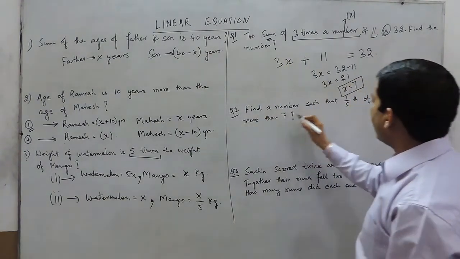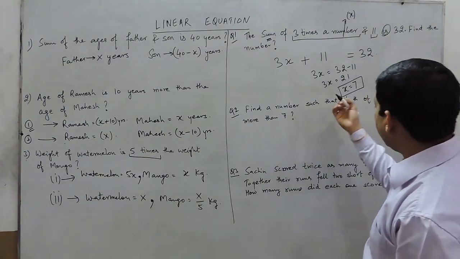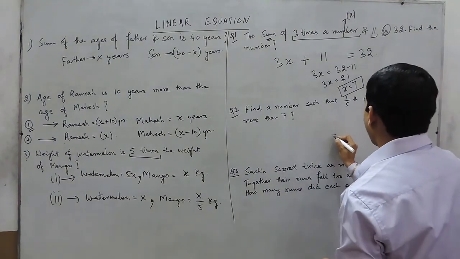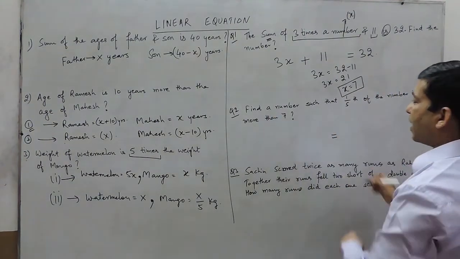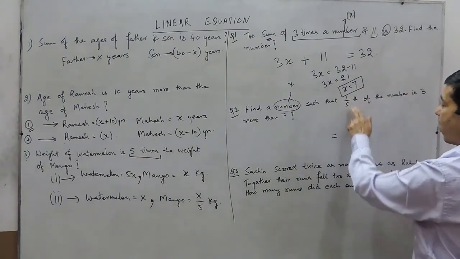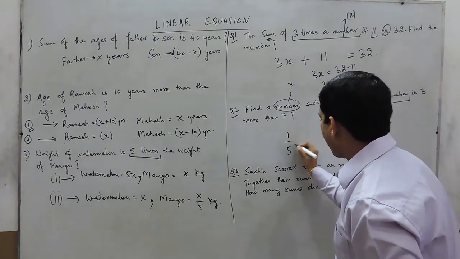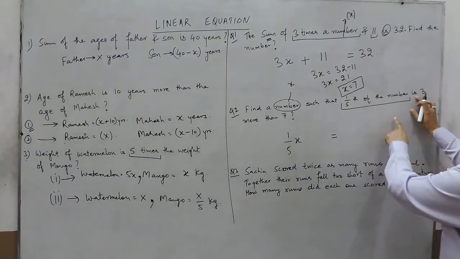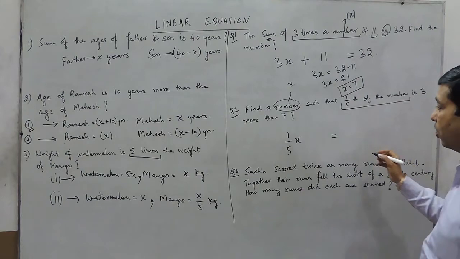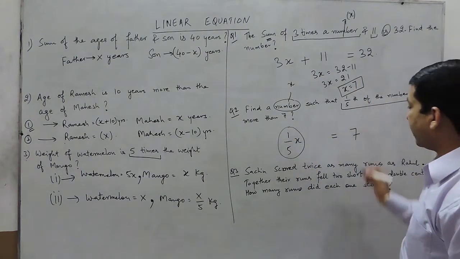There is another question: find a number such that 1/5 of the number is 3 more than 7. Now we have to see the left hand side and the right hand side and we have to equate them. We have to find a number. Let's say this number is x, such that 1/5 of the number, the phrase 1/5 of the number means 1/5 of x, is equal to 3 more than 7.